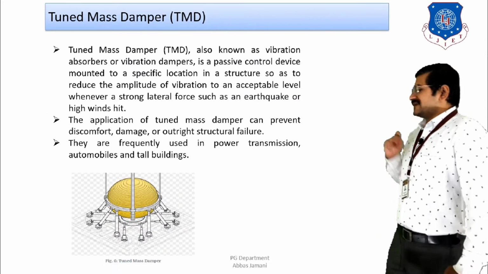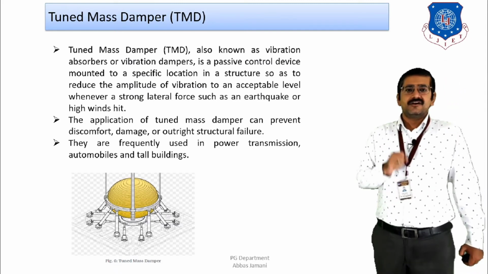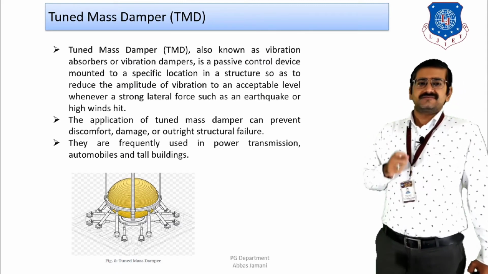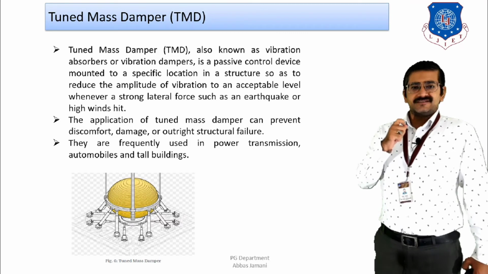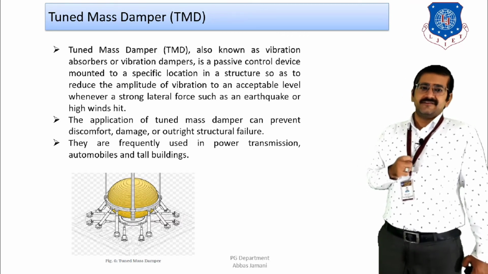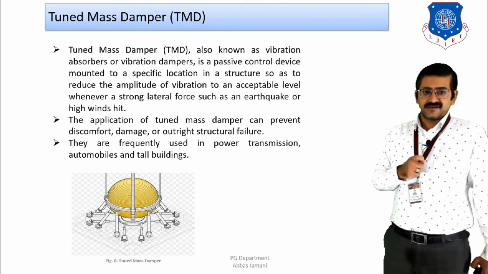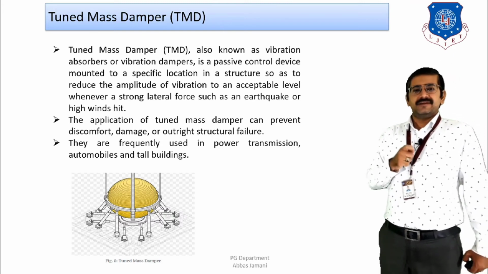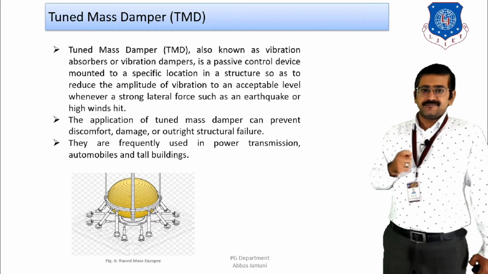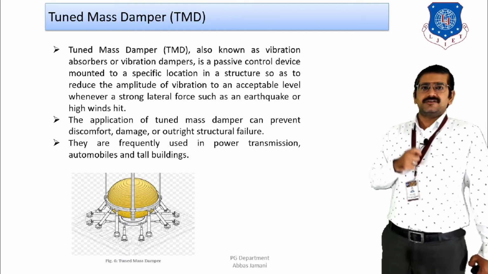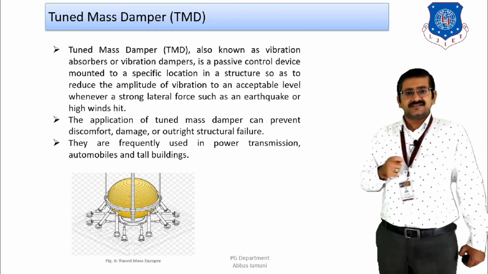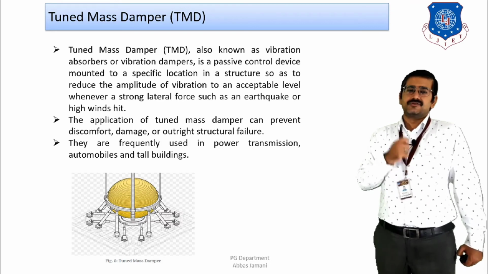Then tuned mass dampers. As we have discussed earlier, tuned mass dampers, also known as vibration absorbers or vibration dampers, are a passive control device mounted at a specific location in the structure. As a result, the magnitude of vibration, or the amplitude, is brought to an accepted level, and the motion of the building is controlled to a great extent.